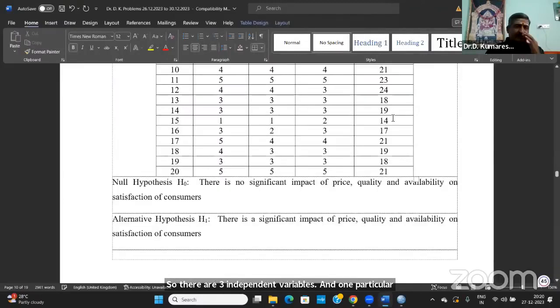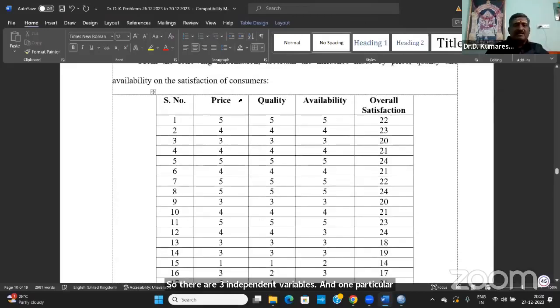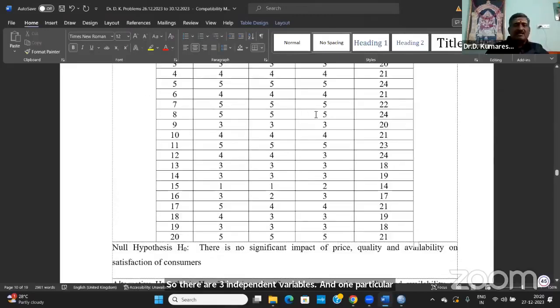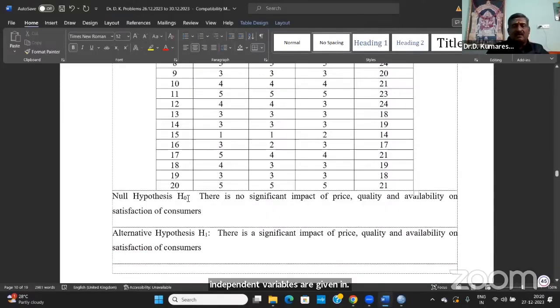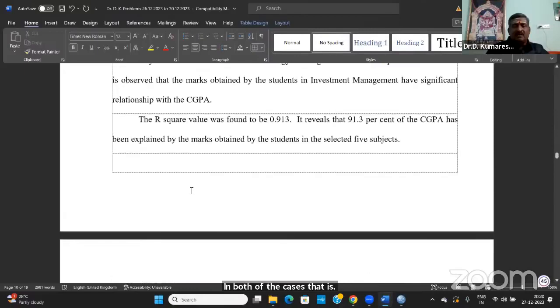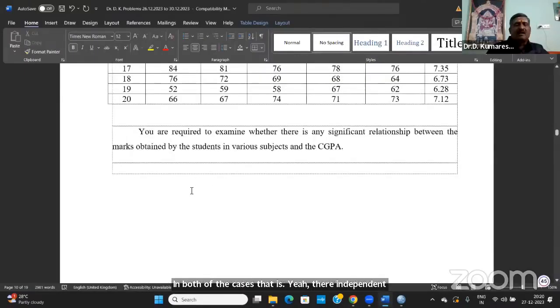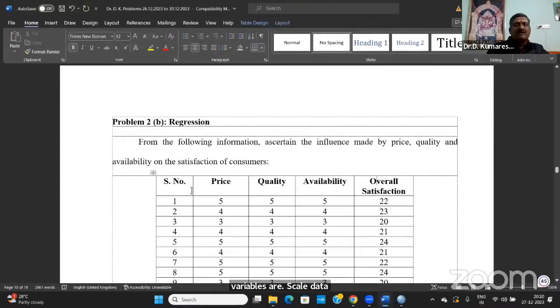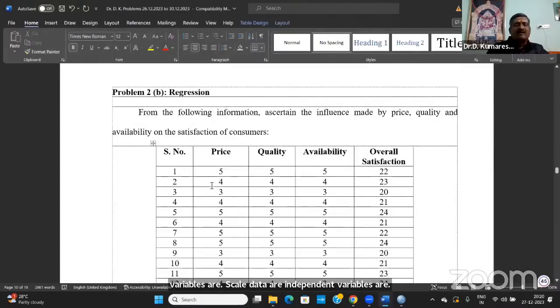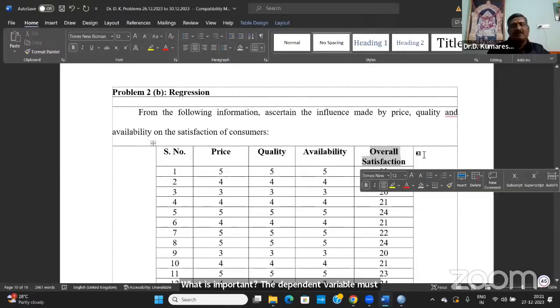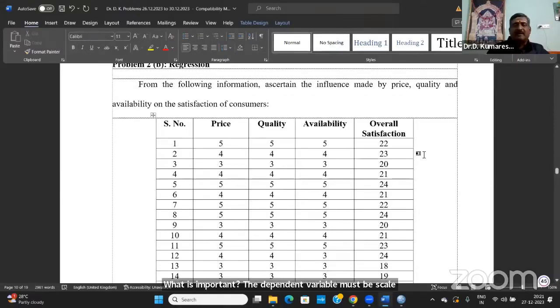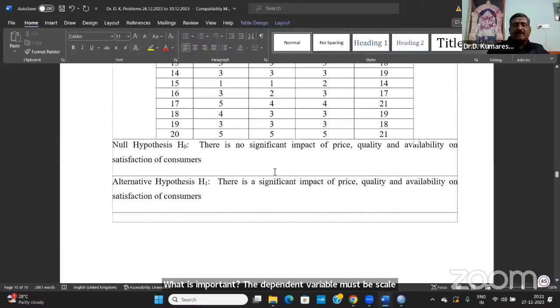The dependent variable is given in scale data. These independent variables are given in ordinal data. In both cases, whether the independent variables are scale data or ordinal data, that is immaterial. What is important? The dependent variable must be scale data. That's all. Now we have formulated the hypothesis.